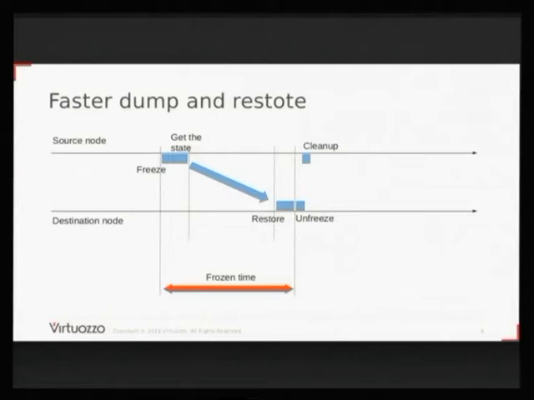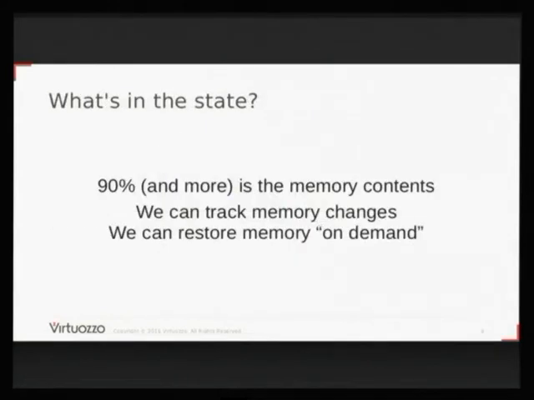The biggest portion in this frozen time is actually the time it takes for the state to get transferred from one node to another. And in most of the cases we've seen so far, more than 90% of the state contents is the contents of the memory that processes use. It's not the information about how many processes we have, what the open files are, or information about connections. All this stuff is less than 10%. It gets transferred within fractions of seconds. 90% is whatever data sits in the process memory.